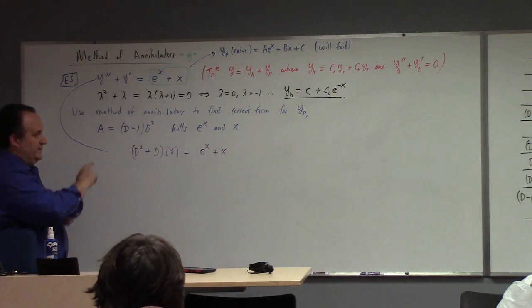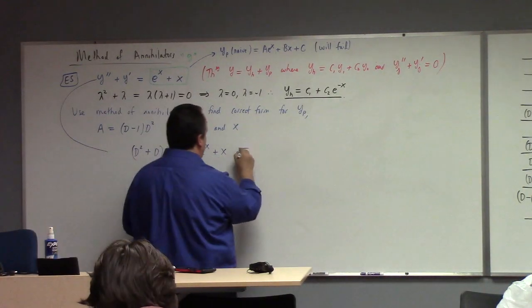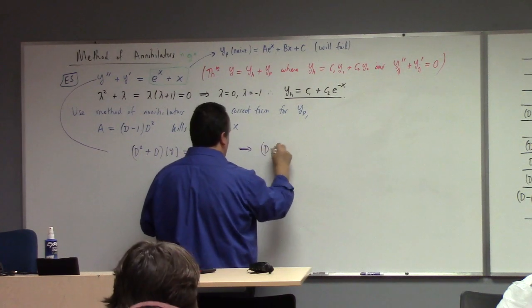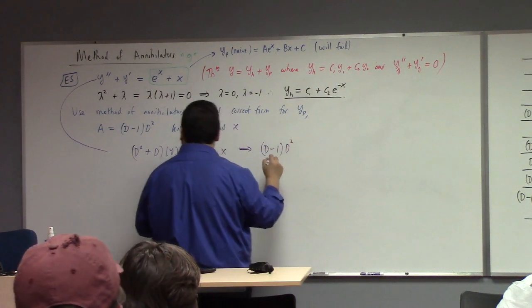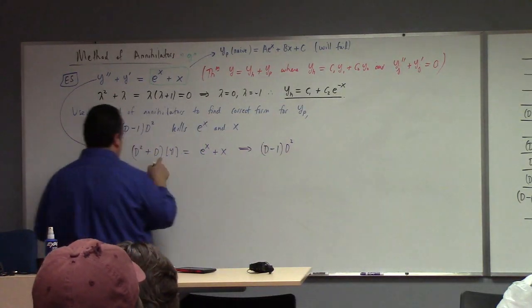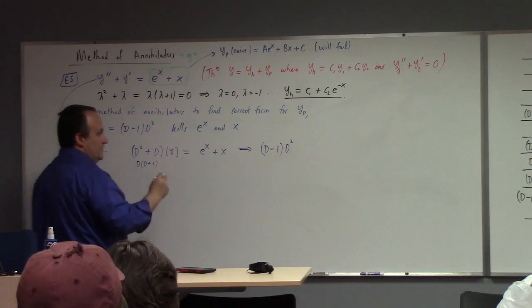So what we do is we take the differential equation and we annihilate both sides. See, this says that d minus 1 times d squared. And if you don't mind, I'm going to factor this. What has this factor? This factors, right? D times d plus 1, right?